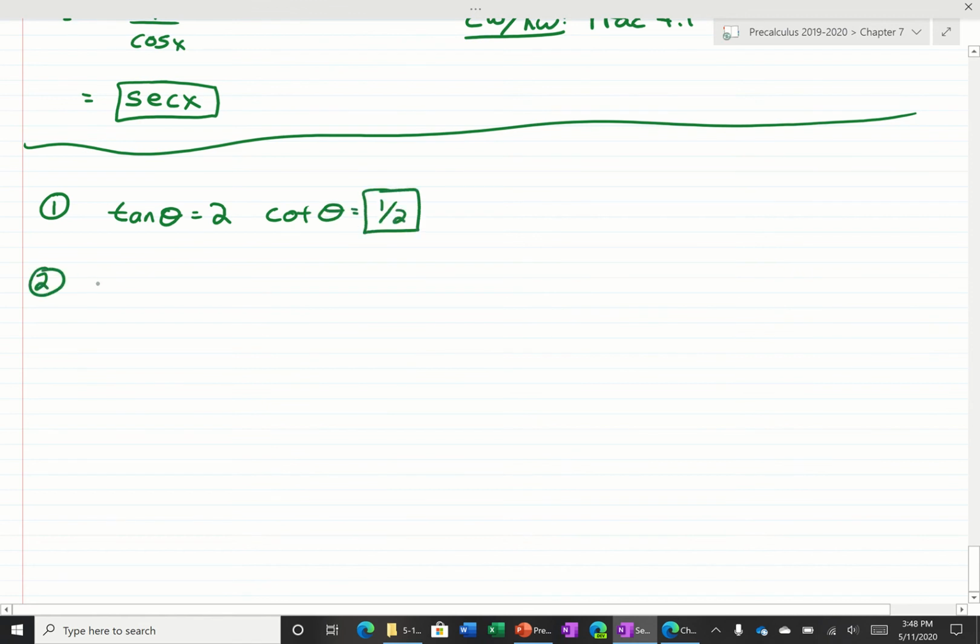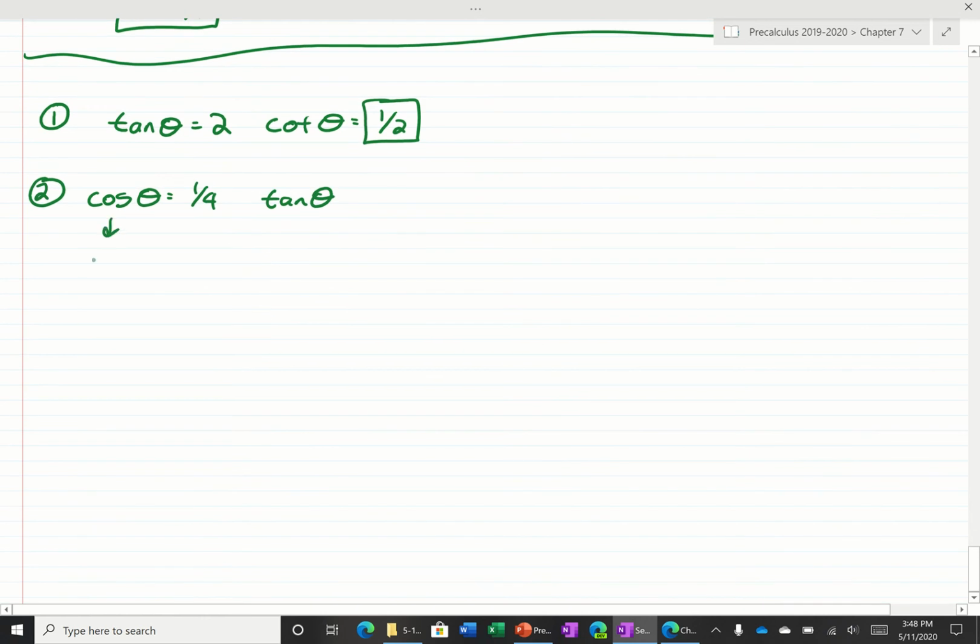Problem number 2, it says if cosine of theta is 1/4, find the tangent of theta. Well, cosine I could easily convert to secant, and tangent I could easily convert to cotangent. There is a formula that says that the tangent squared of theta plus 1 is equal to the secant squared of theta. So that's the formula that I could use.